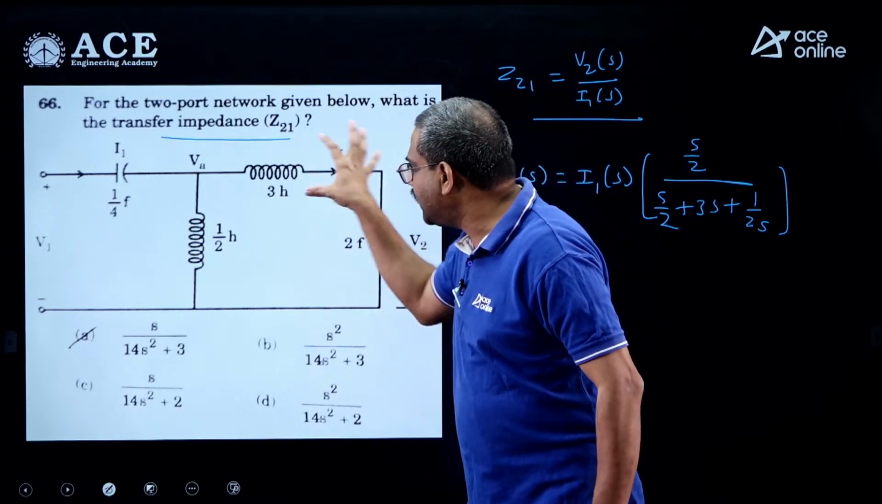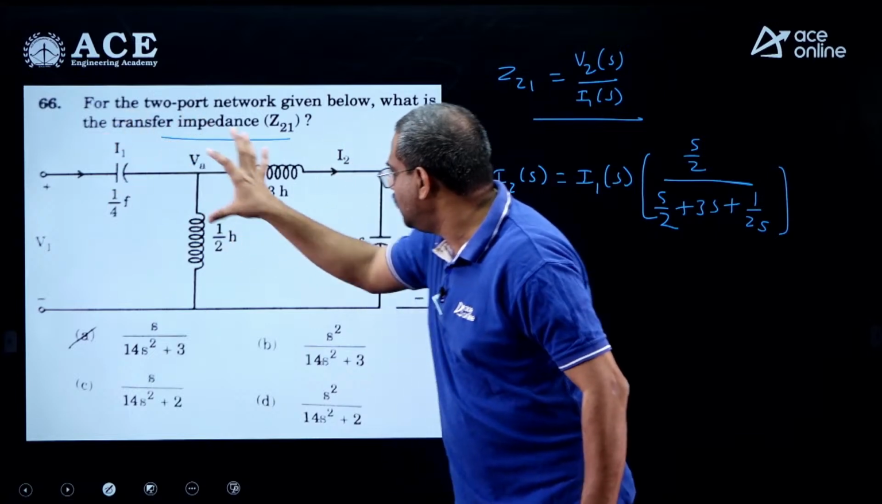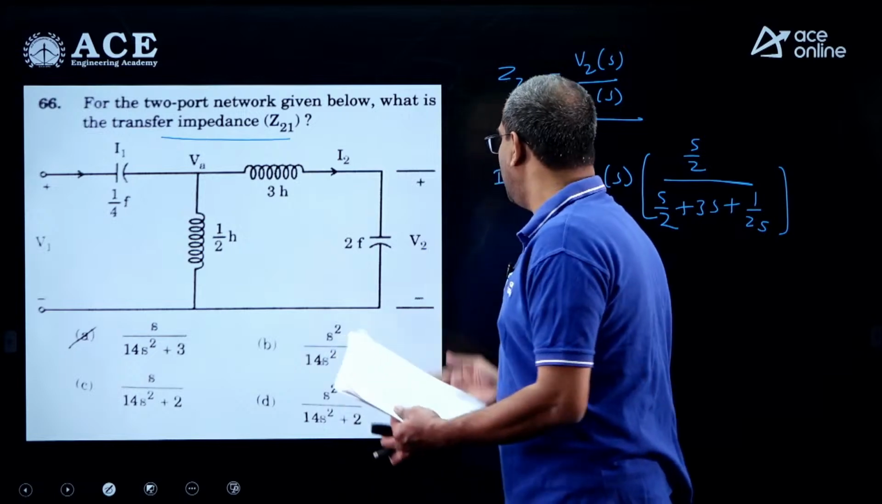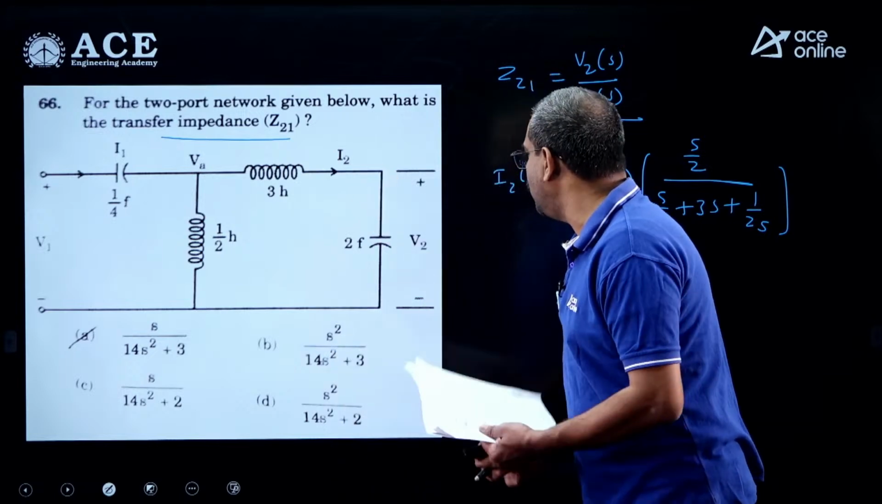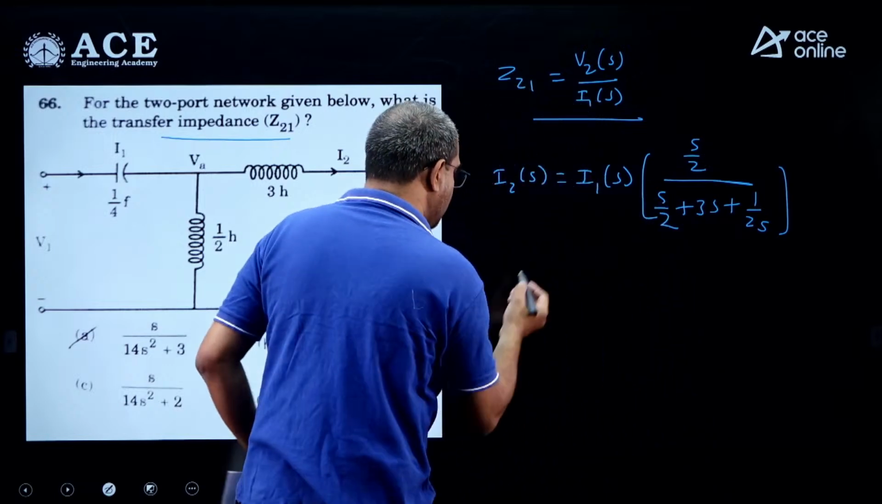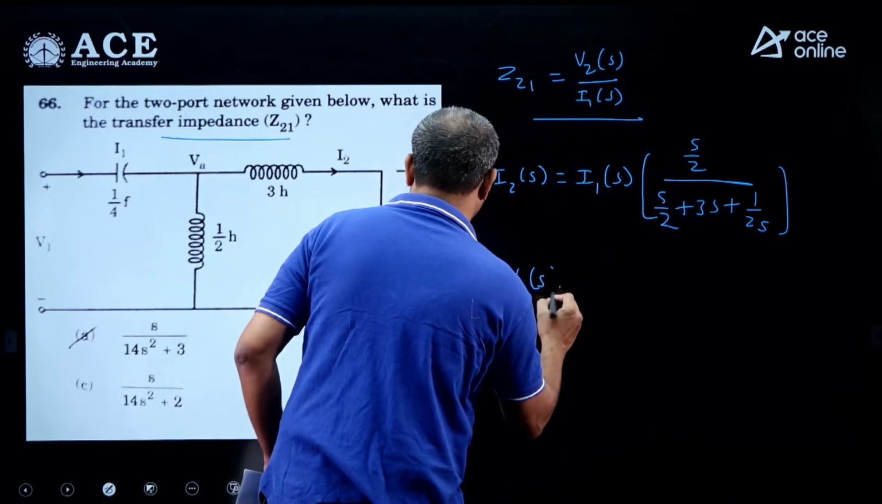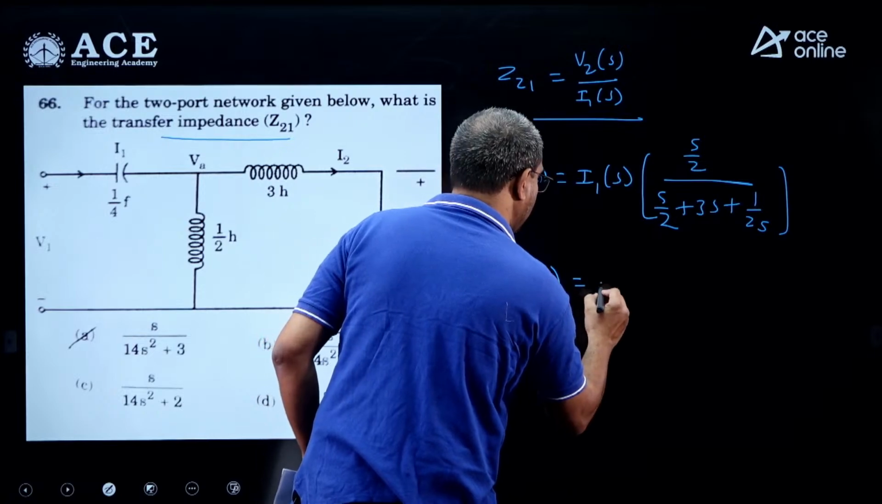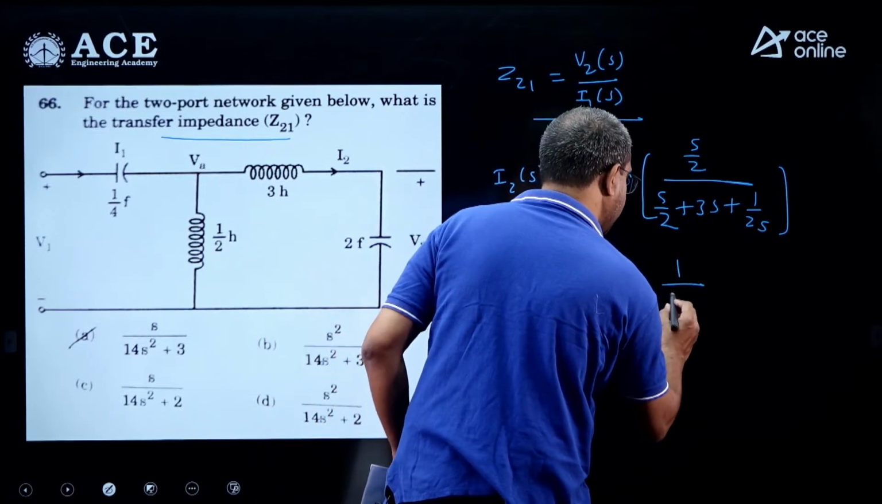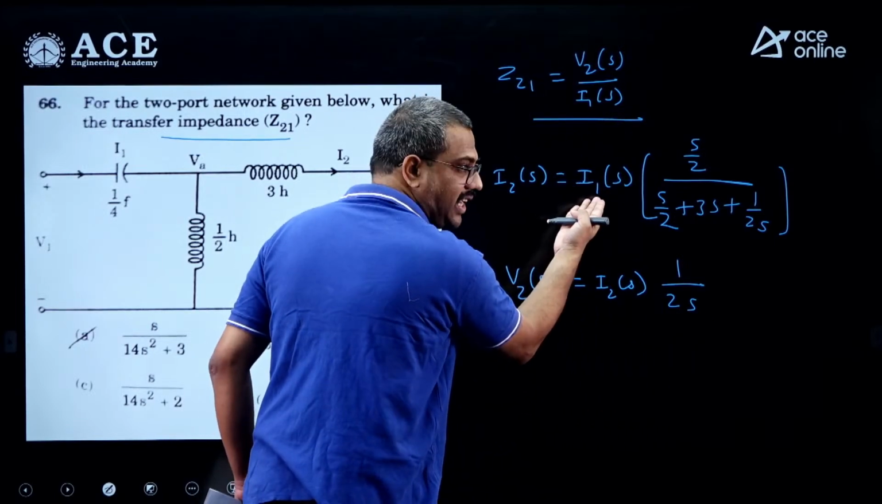So with I2 first I did current division, this total current I1 of S, current division, so I2 is total current into opposite by sum. Okay, that is what. Now what is V2? Now if you write V2, V2 is I2 into this. That I2 I can write in terms of I1. So what is V2 of S? V2 of S is this I2 of S into 1 by CS, 1 by 2S. But what is I2? This is I1, this is only na.